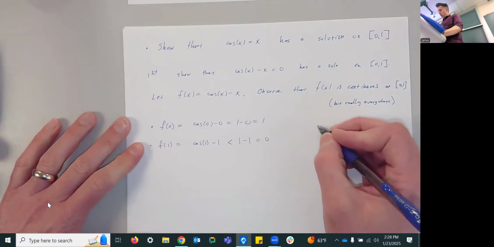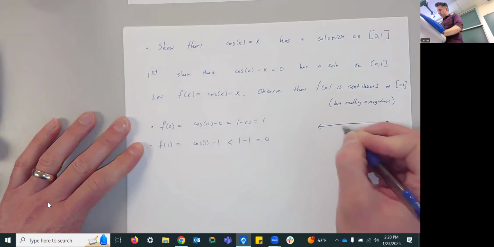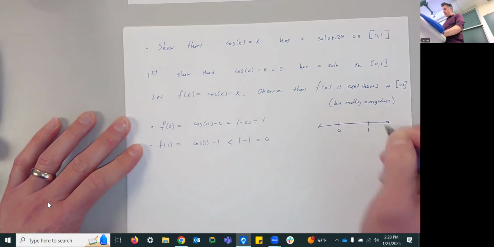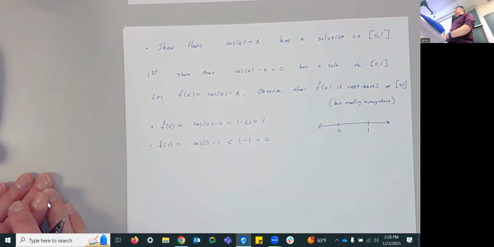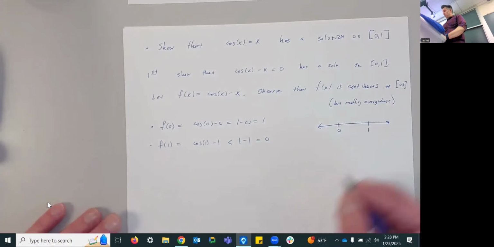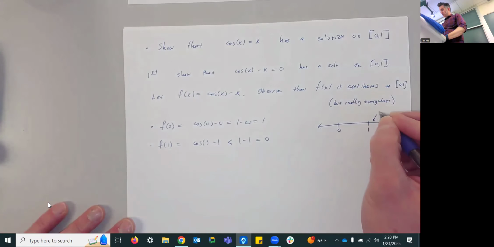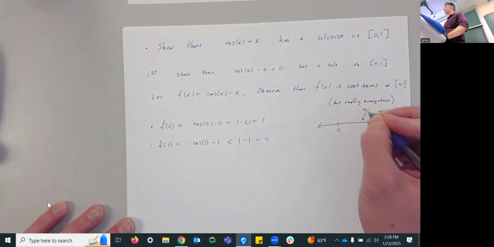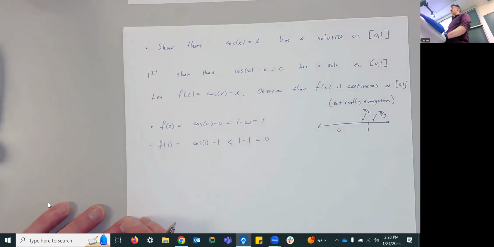Instead of going all the way to, say, 1, I'm going to pick a value of x that's less than 1 that I know how to take a trig function of. Pi over 3 is too big, because pi is bigger than 3. Pi over 3 lives like right there. But pi over 4 is smaller than 1. So let's try pi over 4 instead.